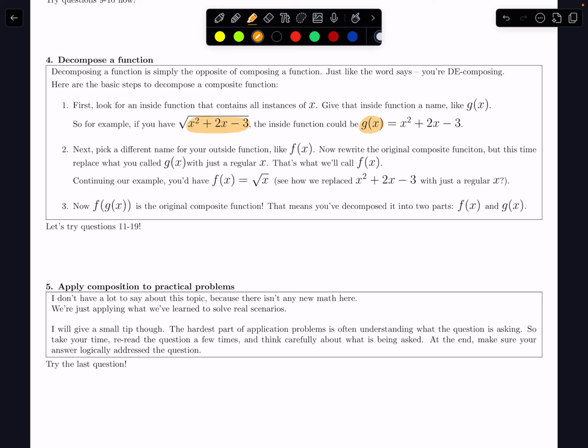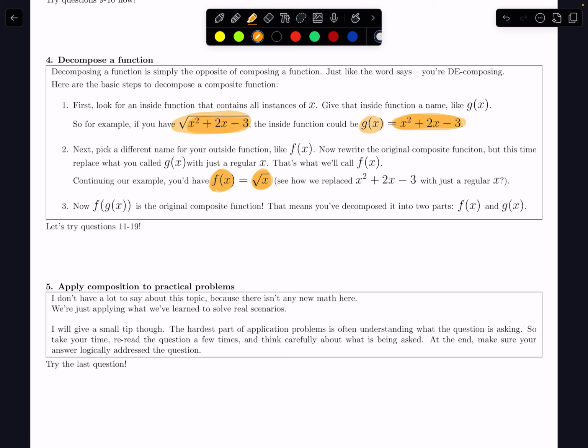So I'm going to give that some name. Let's just call it g of x for now. If maybe g of x is already taken, you could pick a different name, but let's call it g of x. That's going to be our inside function. Now I look back at my original function and anytime I had an occurrence of g of x, I'm just going to rewrite that with a regular old x. So just like this, it's square root of, wherever I saw g of x, I'm just going to write a regular old x. That's going to be the outside function now.